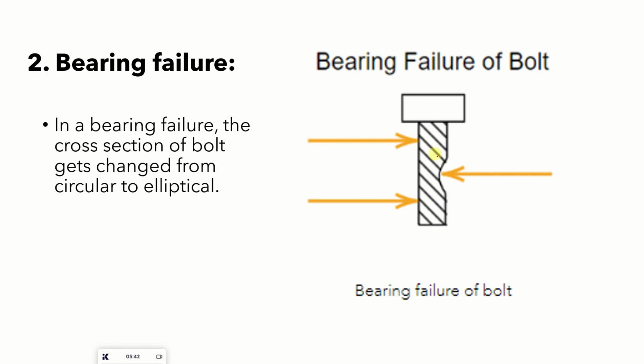Bearing failure is simply the distortion of the cross section due to the applied load. Here this circular cross section will change into an elliptical shape due to the applied force, the distortion in the cross section.